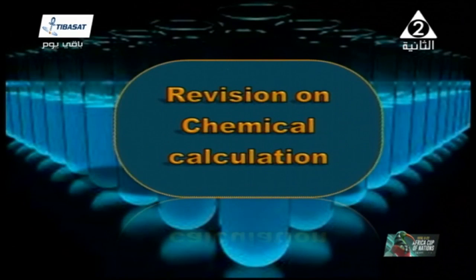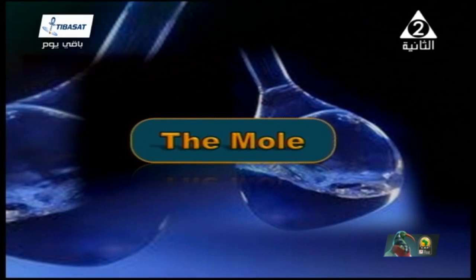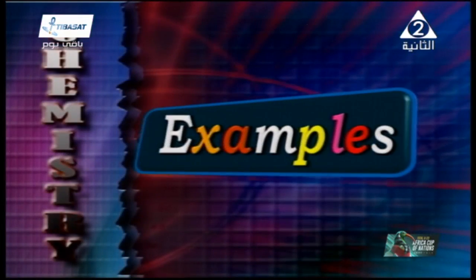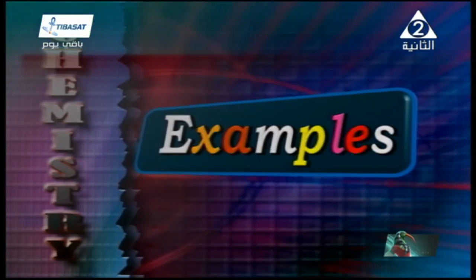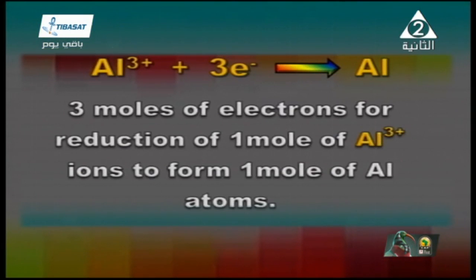Now, my dear students, we are going to discuss some revision on chemical calculation. The mole. It is the amount of matter that contains Avogadro's number, which is 6.02 times 10 power 23, of atoms or molecules or ions or formula units of the substance. Now we are going to discuss some examples. Aluminium ion positive 3 plus 3 electrons gives aluminium. Here 3 moles of electrons are needed for reduction of 1 mole of aluminium ion to form 1 mole of aluminium atoms.